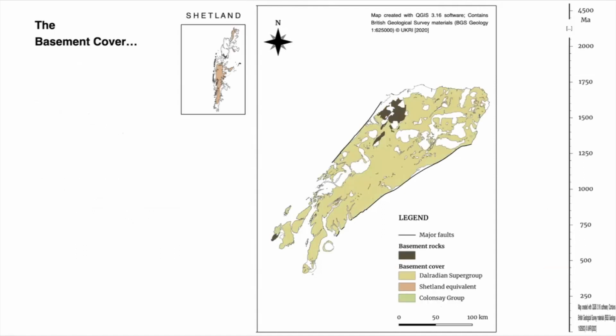Let's move on to the next chapter and talk about the rocks that were deposited on top of the basement rocks. These are sometimes referred to simply as the basement cover. They can be broadly divided into three categories: the Dalradian supergroup, that covers most of the mainland and the inner Hebrides, a rock succession assumed to be equivalent of the Dalradian supergroup in the Shetland Islands, and a local basement cover for the rings complex.